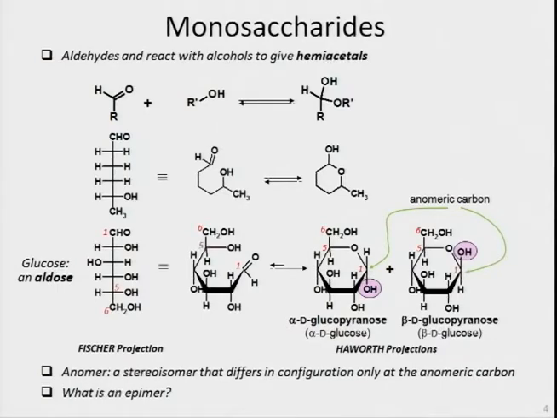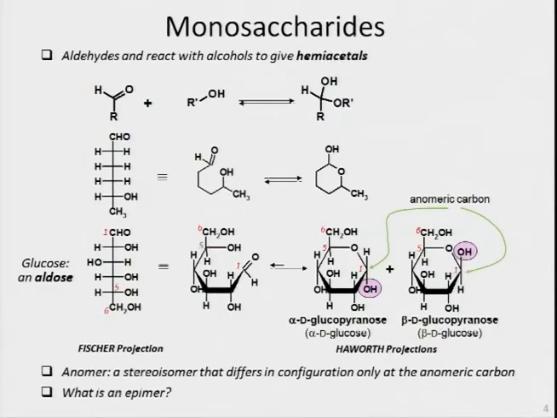So for the aldoses, we have an aldehyde, shown here, reacting with an alcohol to give a hemiacetal. A hemiacetal is just a carbon with 4 substituents. There's a hydrogen, an R group, which is carbon and then something else. And then there's an OH group and an OR prime group, which is another carbon, something else. Okay, so this is a hemiacetal.